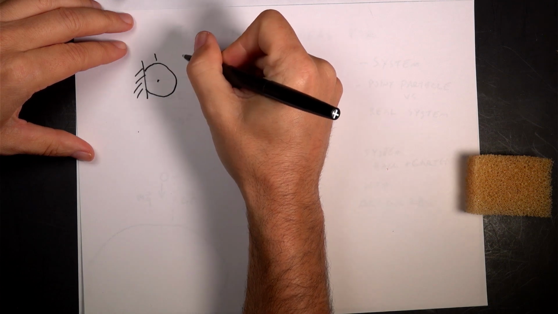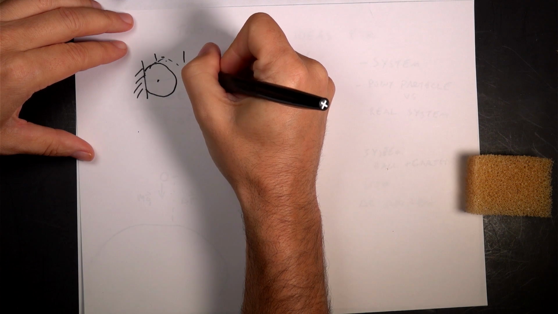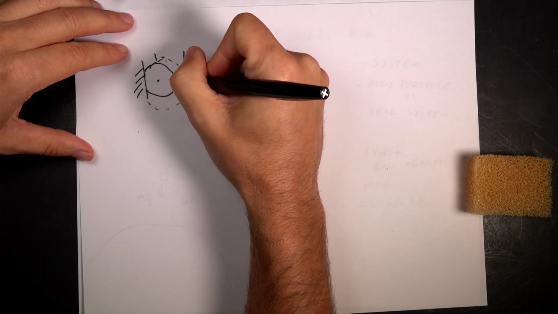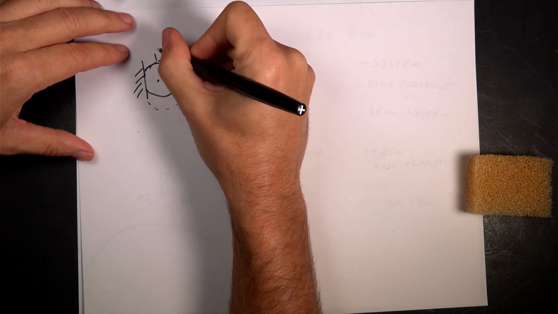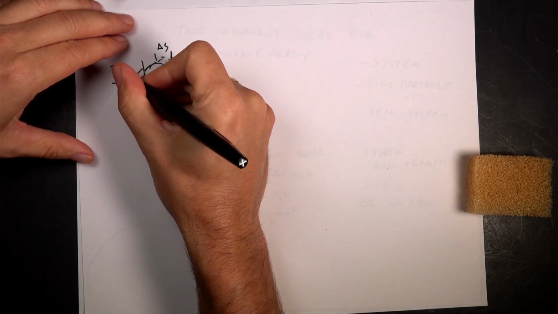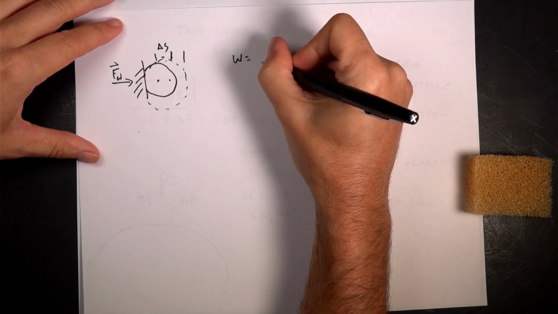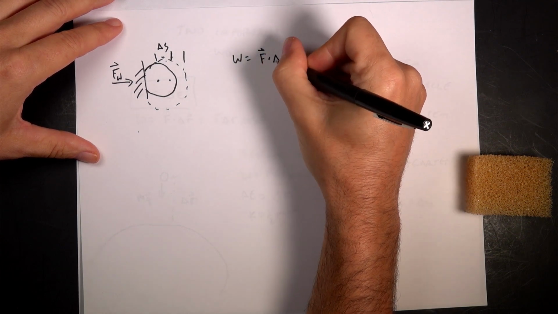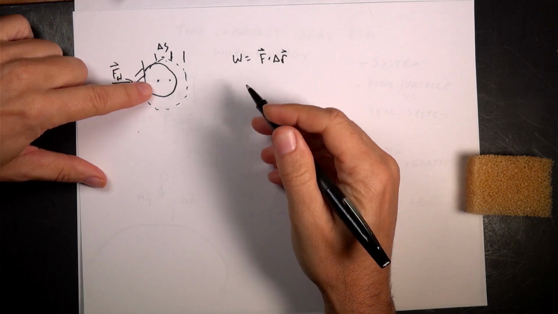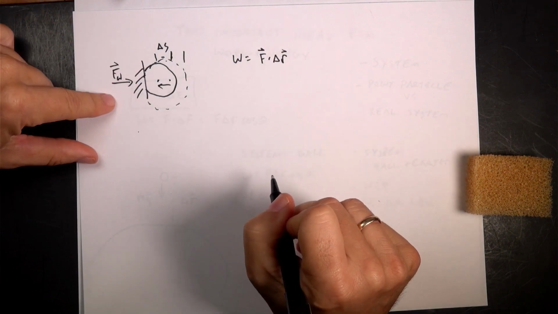And so the ball was compressed an amount. This is the ball. Well, an amount, let's say delta S. And then there's a force from the wall, F wall. So we define work as F dot delta R. And in this case, the delta R is this distance. And the force is that.